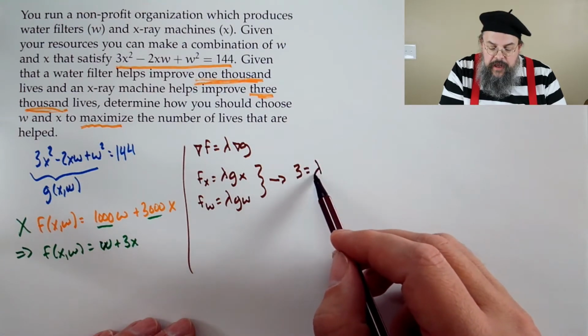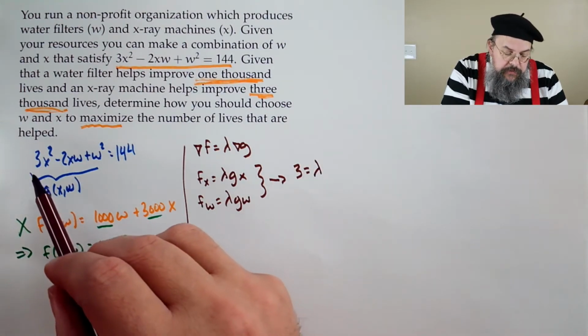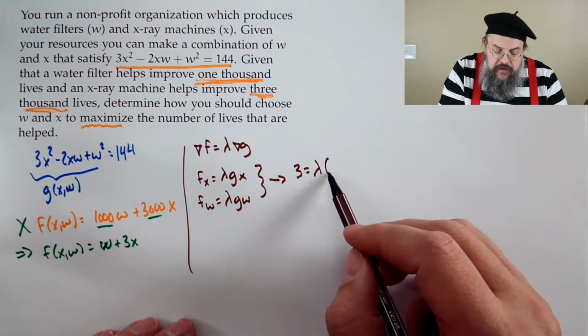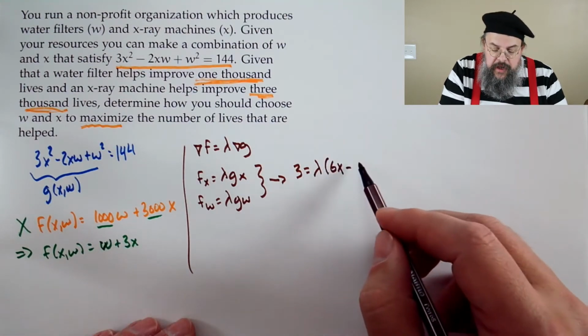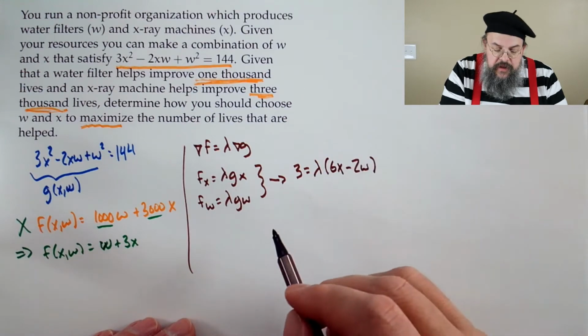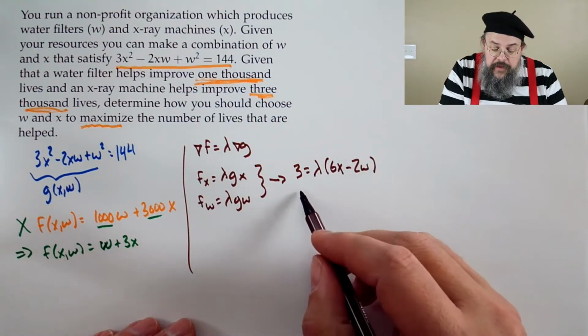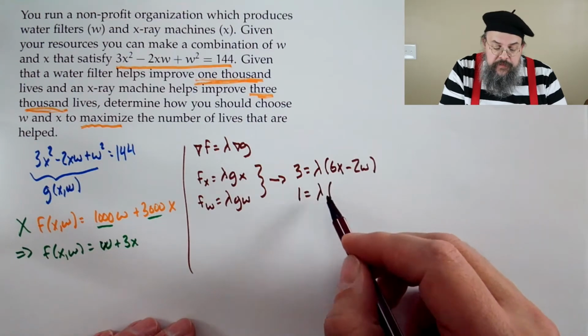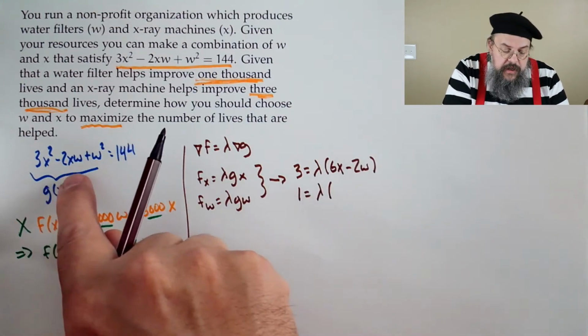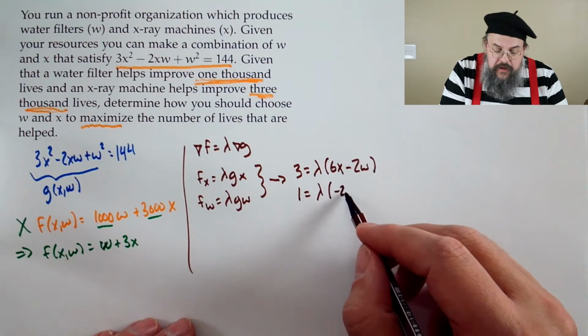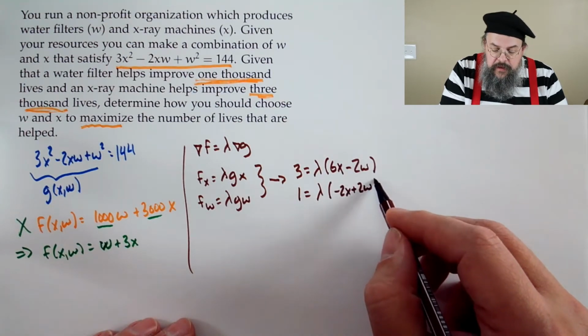So 3 equals lambda g sub x, that would be 6x minus 2w. And then on the other hand, f sub w is 1. All right, and that's equal to lambda and g sub w. All right, that's minus 2x plus 2w.